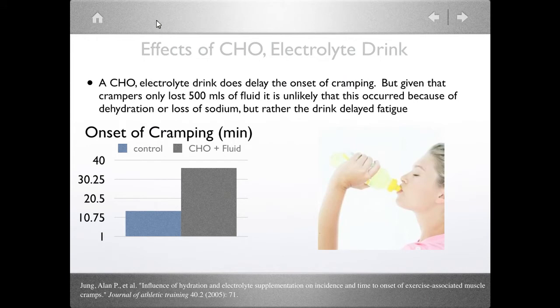Now, it is true that if you consume carbohydrates in an electrolyte drink, that'll delay the onset of cramping, which you can see here. Carbs plus fluid result in a longer time to cramp as compared to the control. But one thing I'll point out is given that the crampers only lost 500 mils of fluid, it's unlikely that this occurred because of dehydration or lost sodium. But rather, the drink probably delayed fatigue, and therefore cramping, if cramping is a measure of fatigue.